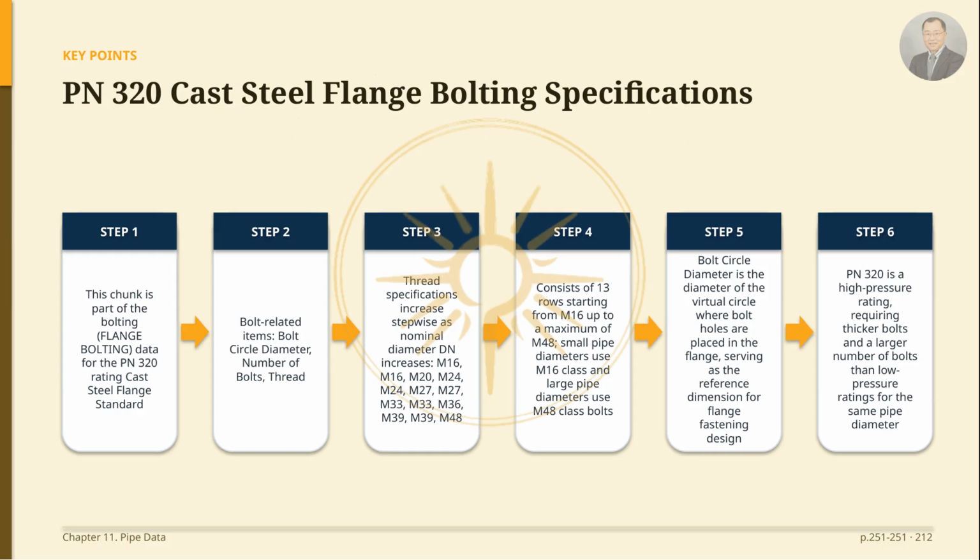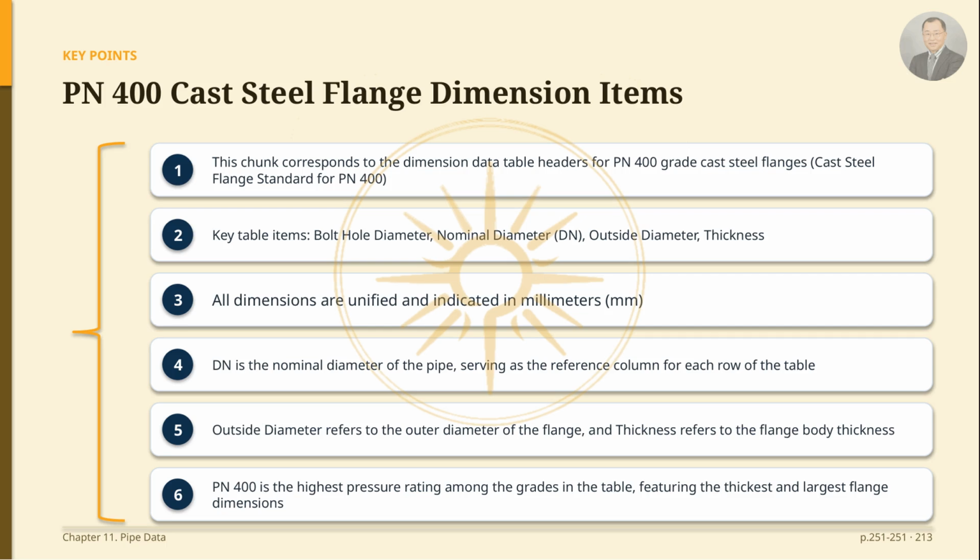Next is the table summarizing the dimension items for PN 400 cast steel flanges. Based on the nominal diameter, DN, this table shows key design dimensions such as bolt hole diameter, outside diameter, and thickness in millimeters. For example, the outside diameter and thickness of the flange are determined by a specific DN value. In particular, since PN 400 is the highest pressure rating, you can see that the dimensions are designed to be larger than other ratings. The remaining detailed values are structured so that engineers can refer to them directly during design. So please first find the DN value to be applied and then check and apply the corresponding thickness and diameter in order.